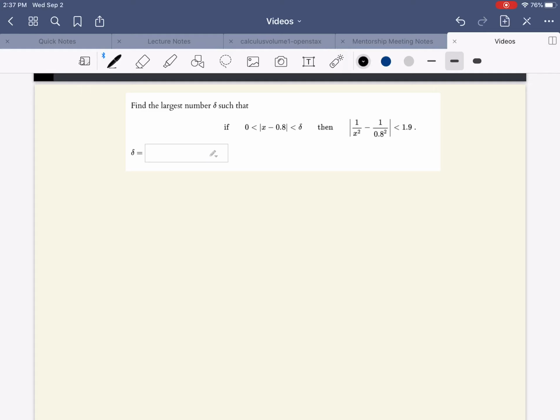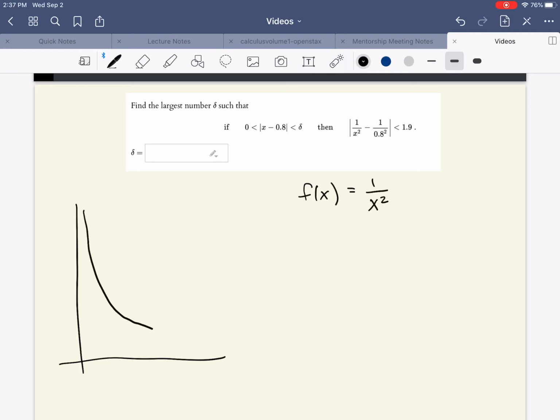Okay, so let me draw you a picture. So if our function here is 1 over x squared, that kind of looks like this. Right, so it kind of looks like 1 over x. On the left side, it will look like that, but we're mostly concerned with what's happening at 0.8. Okay. So let's say it falls about there on the curve. The idea is that when we plug this in, we get 1 over 0.8 squared.